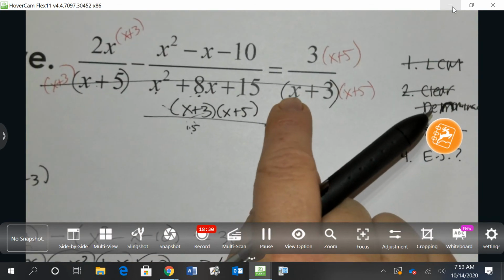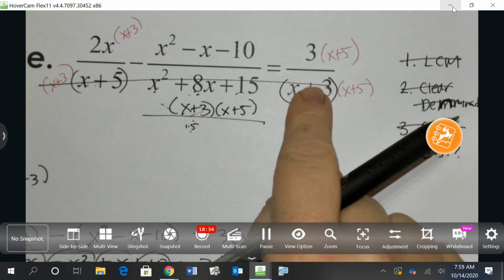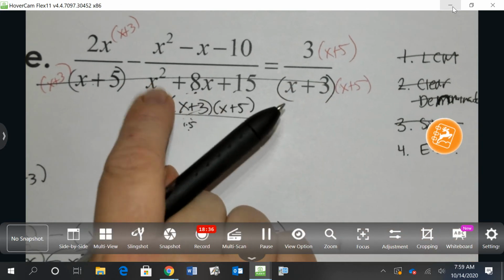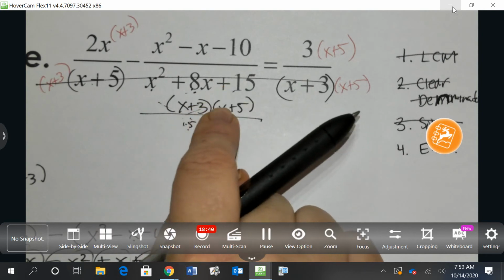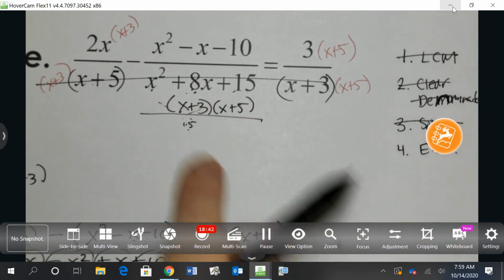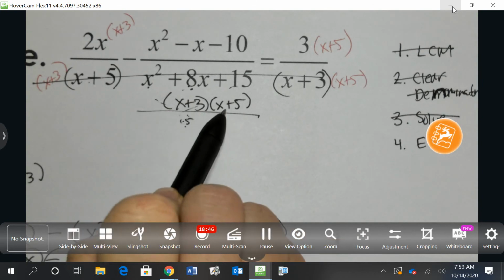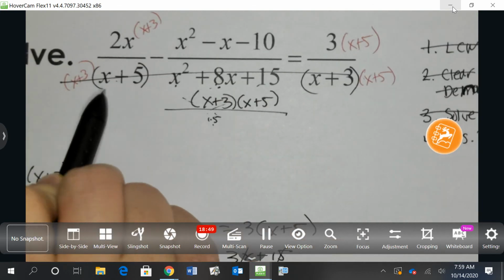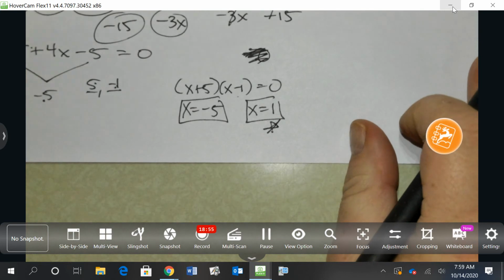When I plug in positive 1, 1 plus 3 is 4, not 0. Don't worry about anything that's attached. We're only looking at the original. When I plug in a positive 1, notice that this trinomial is equivalent to the factored form. So this is 4, not 0. When I plug in 1, this is 6, not 1. I'm good. That means that I know for sure x equals 1 is an answer.